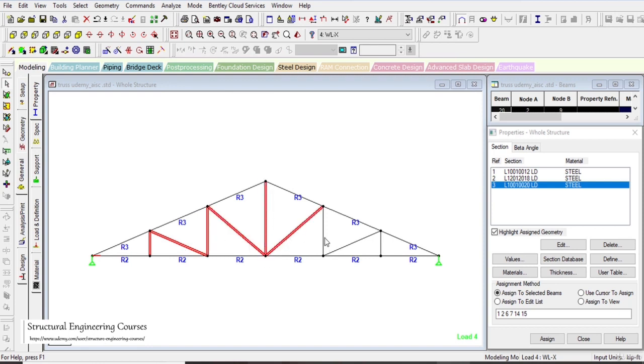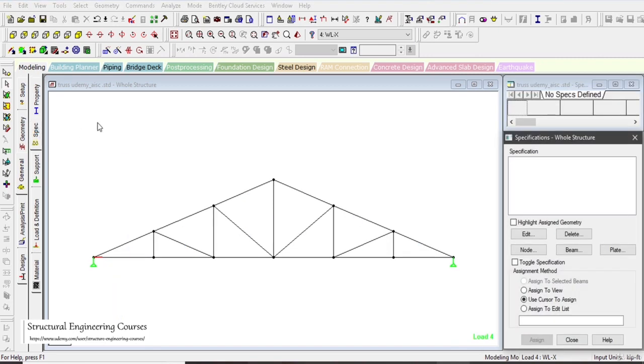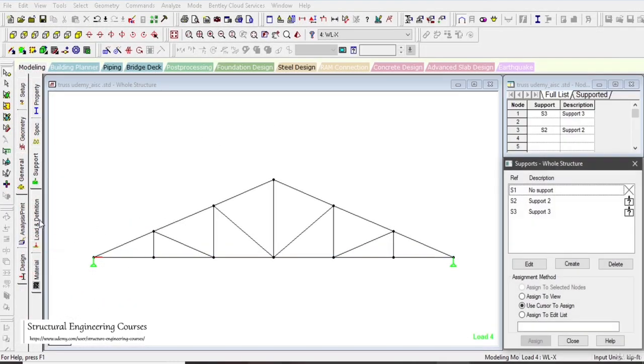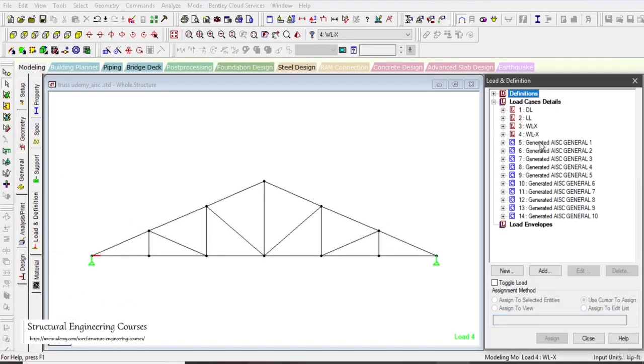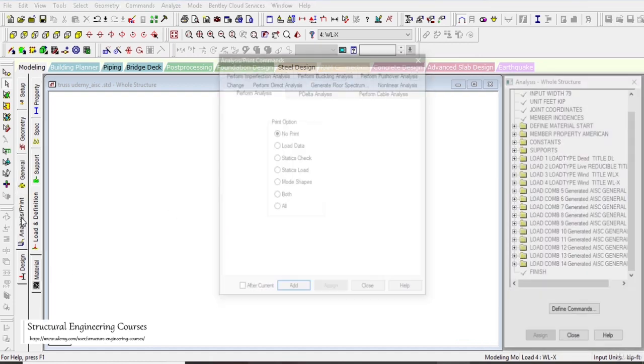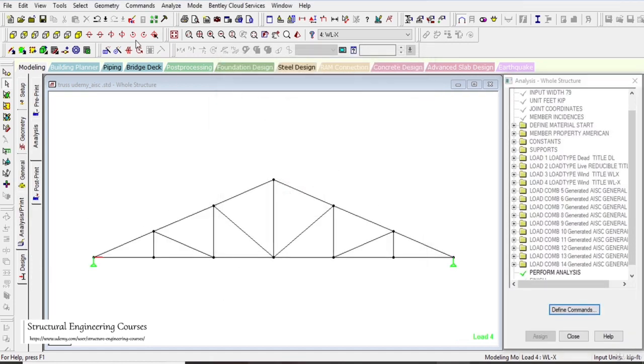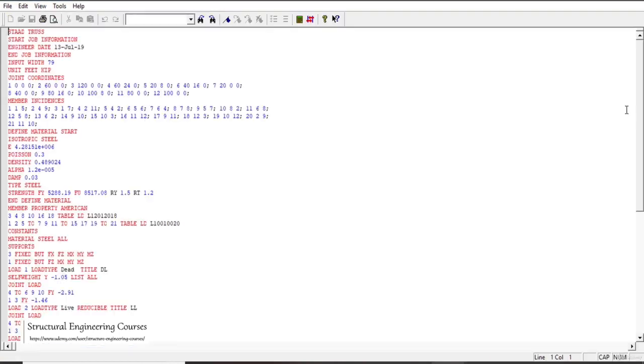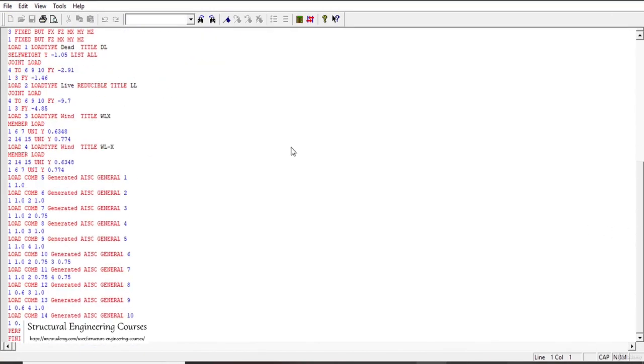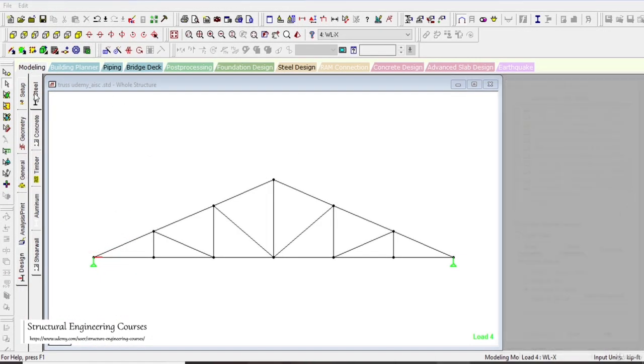This is basically a redundant member here, but there is some force in this member also. So now the properties have been assigned. Specification we don't really need to provide when we are talking about this STAAD truss option. Supporting we had already defined. Loading and definition and load combination we had already provided. After that we need to go to the analysis, and after that we do need to apply the load list command also. So before that we need to go to the design steel.